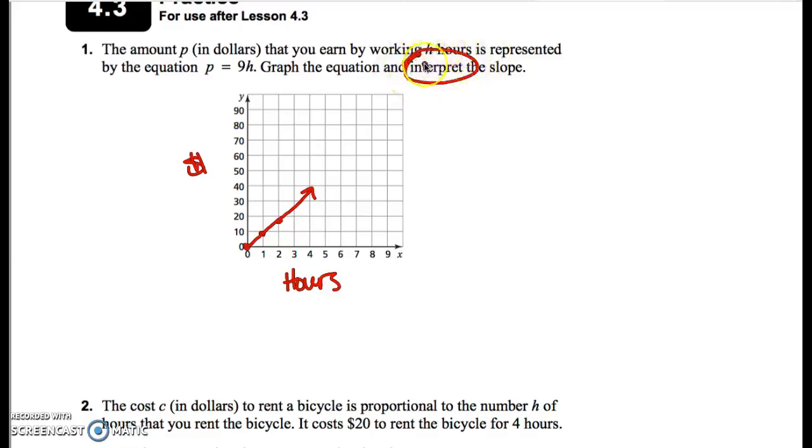Anytime it says interpret, you're going to see this word a lot. It means, what does that slope mean? My slope is 9, but what does it mean? In the context of this problem, working and amount of money, what does that 9 represent? That's what they want to know. That's what they mean by interpret. So the 9 means, you've probably figured out by now, that you would make $9 per hour working at that job. Okay, let's move down to number 2.